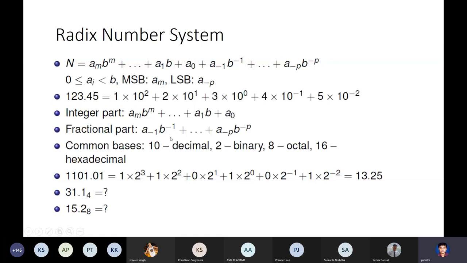So this I think more or less all of you know. Keep in mind the MSB and the LSB part, and by our convention we'll go from left to right. Left is MSB, right is LSB.